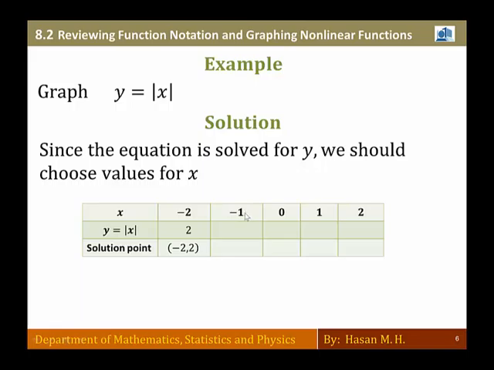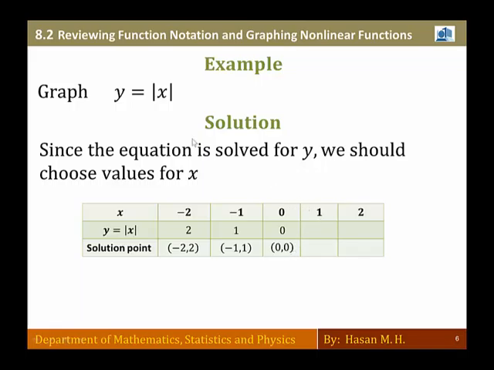Substitute negative 1 for x. y equals the absolute value of negative 1. The absolute value of negative 1 is 1. y equals 1. And the solution point is negative 1 and 1. Substitute 0 for x. y equals the absolute value of 0. The absolute value of 0 is 0. y equals 0, and the solution point is 0 and 0.